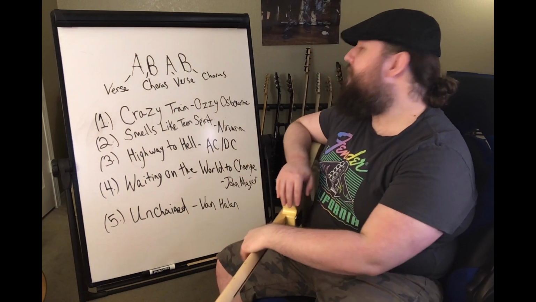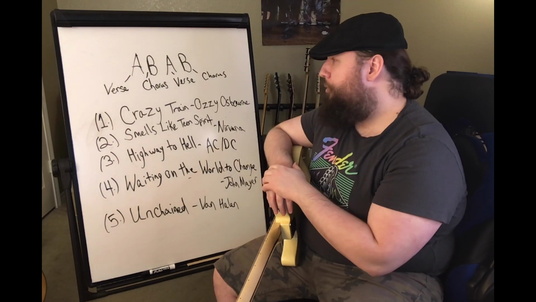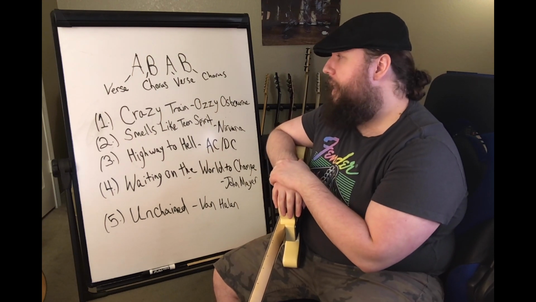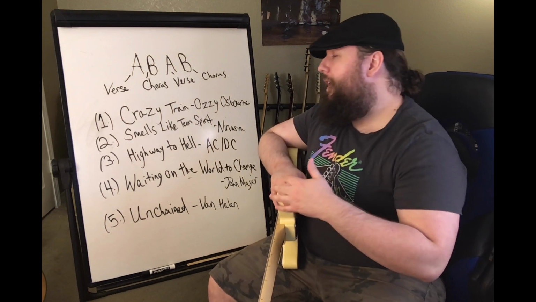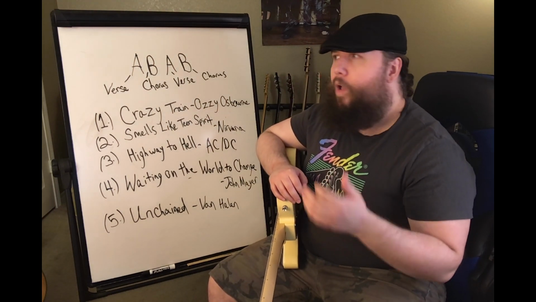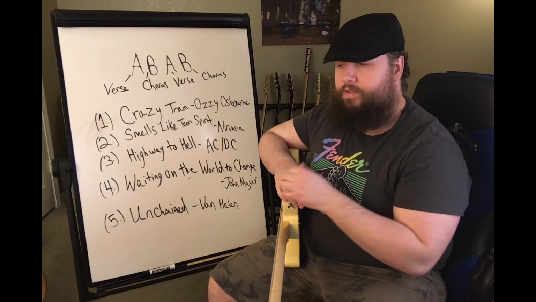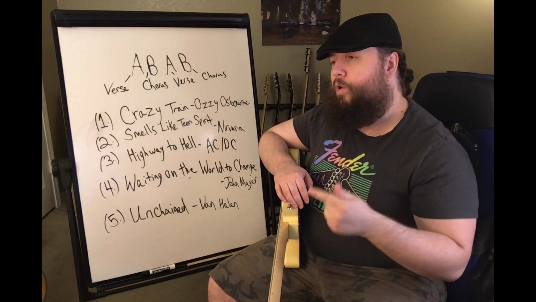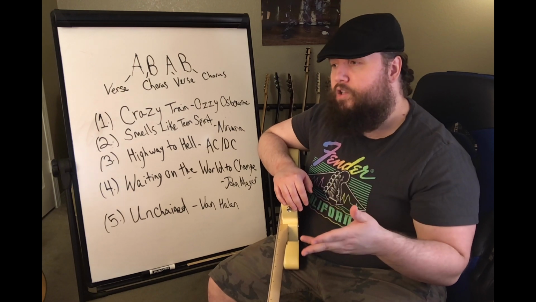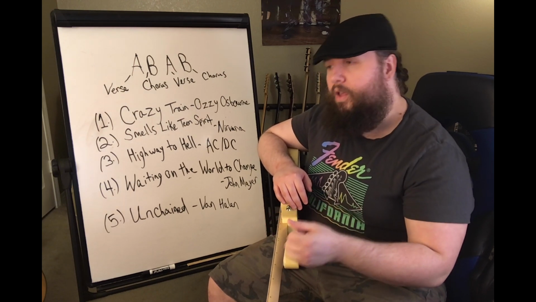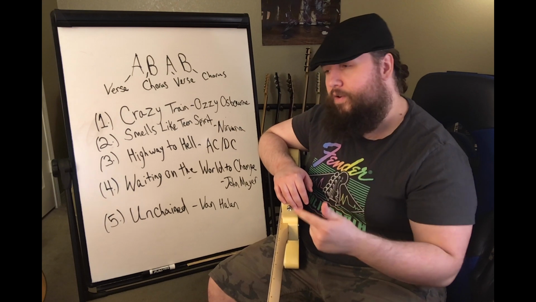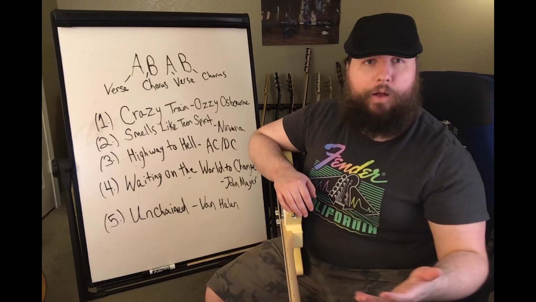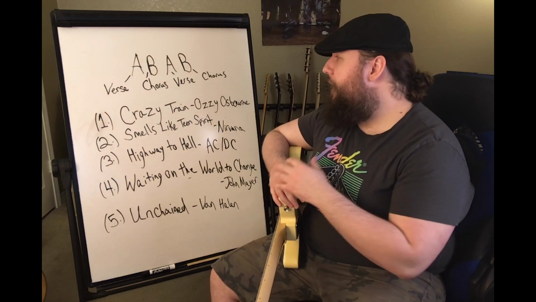Number 1, Crazy Train by Ozzy Osbourne. I'm sure most of you know this one, if not all of you. If not, check it out. It's a good example of employing a bridge as well as a pre-chorus. Starts with an intro, goes verse, pre-chorus, chorus, verse, pre-chorus, chorus, bridge, solo, back to the intro, verse, pre-chorus, chorus, and then it has an outro. So it employs all of that.